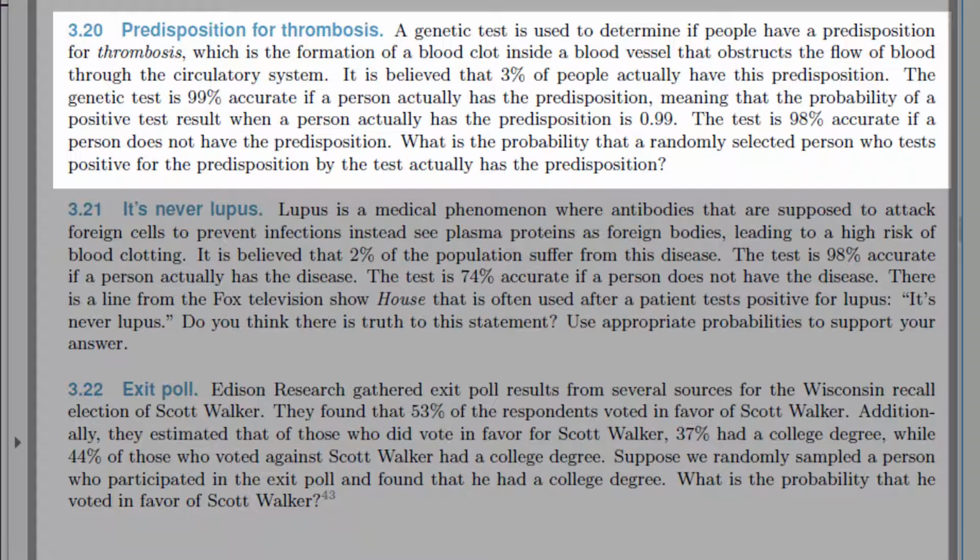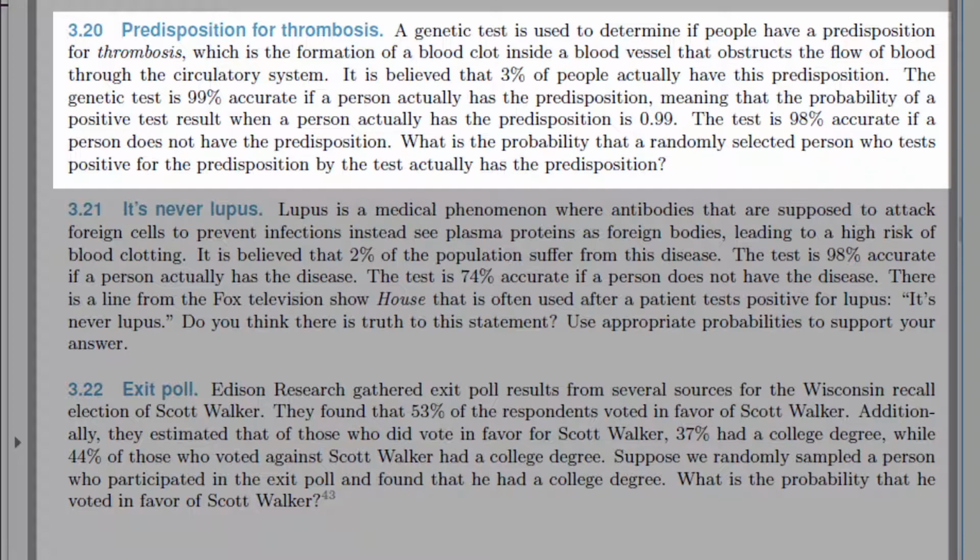The genetic test is 99% accurate if a person actually has the predisposition, meaning that the probability of a positive test result when a person actually has the predisposition is 0.99. The test is 98% accurate if a person does not have the predisposition. So what is the probability a randomly selected person who tests positive has the predisposition?